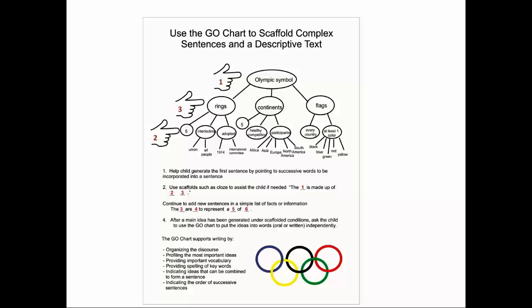The rings of the Olympic symbol were adopted in 1914 by the International Committee. So by practicing, the child can start to more independently, without the scaffolding, talk about that factual information in a very organized manner. Then you can ask the child to write about the Olympic rings. And so they would write their first couple of sentences about the Olympic rings, and then you would move on to the information about the continents, and then finally the flags.